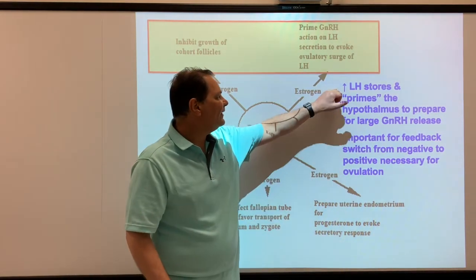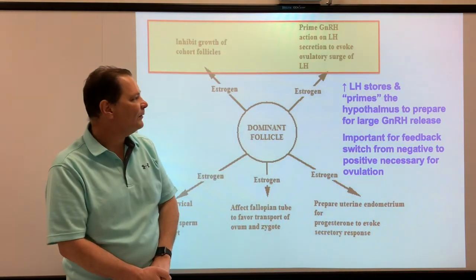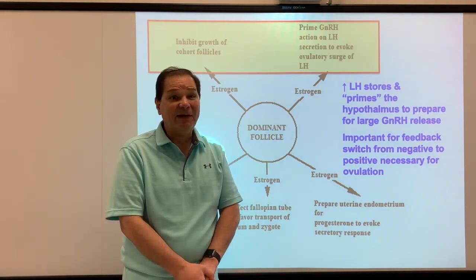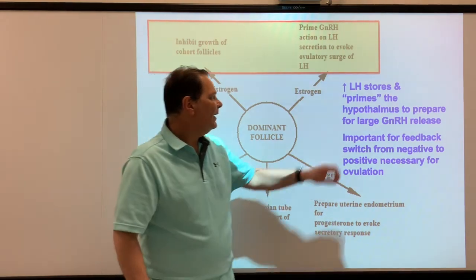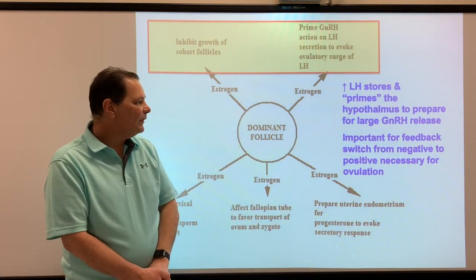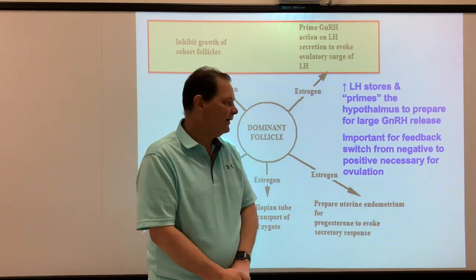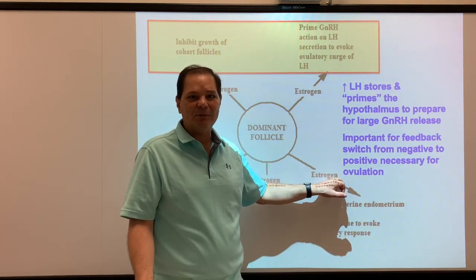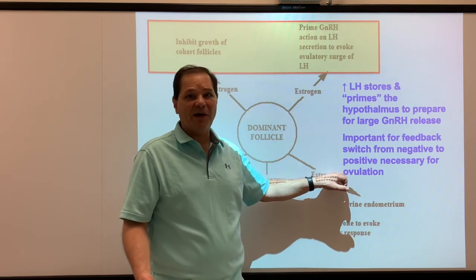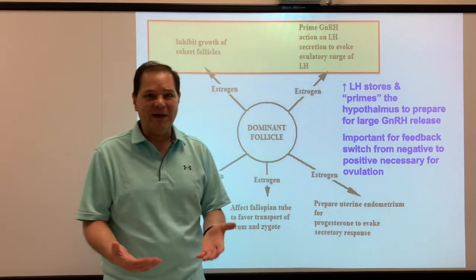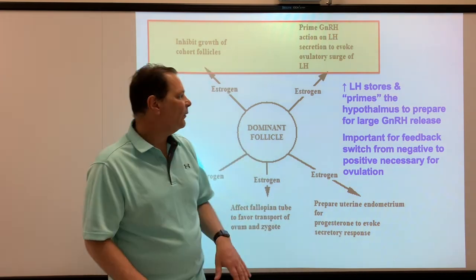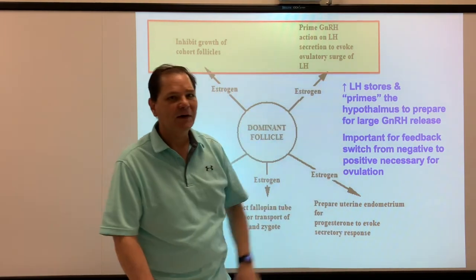During this phase, the LH stores are increasing in the anterior pituitary, and that, as you will find out in a second, is going to be used in what's known as the LH surge, which takes place right before ovulation. And it also primes the hypothalamus to prepare for a larger GnRH release, okay? So we're going to eventually get a switch in this feedback loop from this negative feedback loop, which is keeping FSH and to a certain extent LH under control, to a positive feedback loop where estrogen is going to cause an increase in particularly LH secretion, and that's going to cause what's called an LH surge, and that's going to be essential for ovulation. So estrogen is helping to prepare for that LH surge as well, okay?